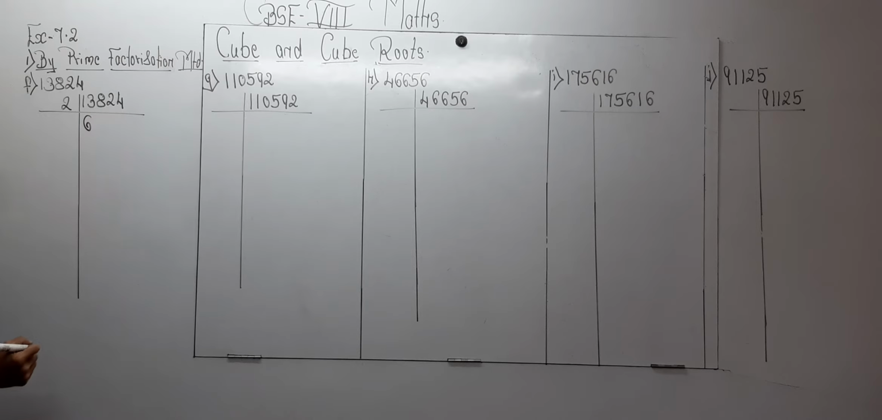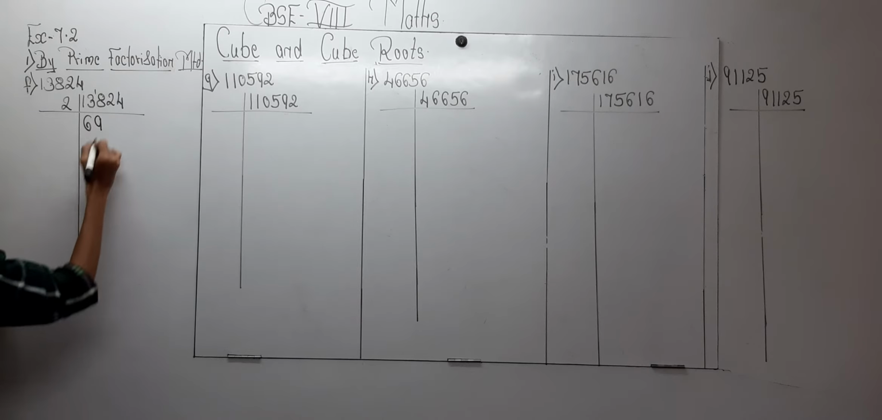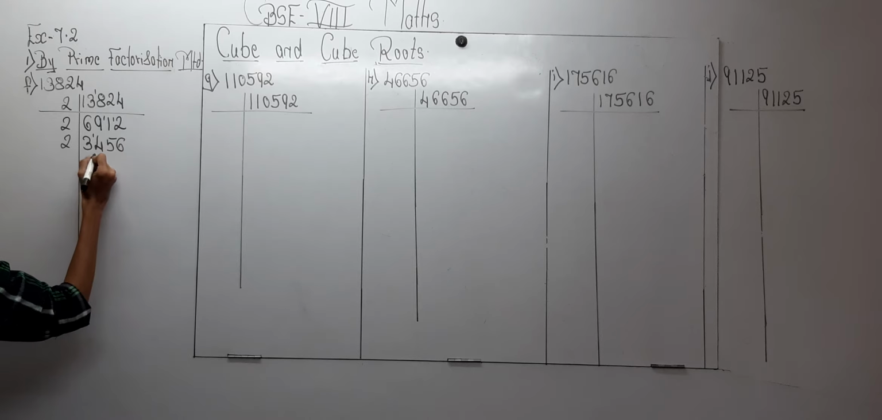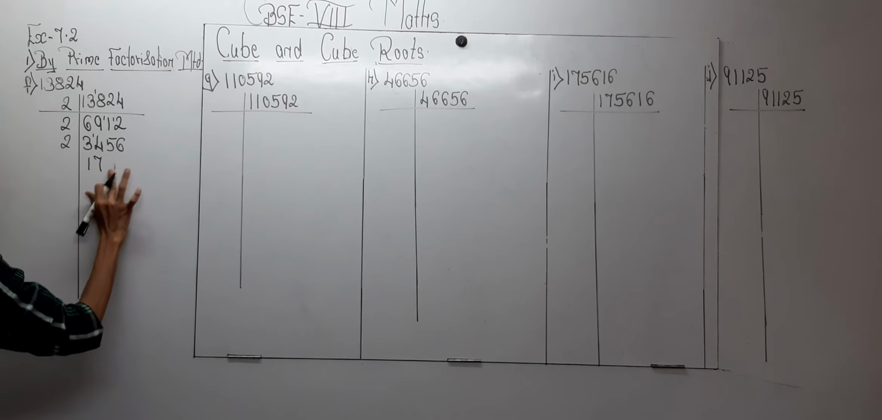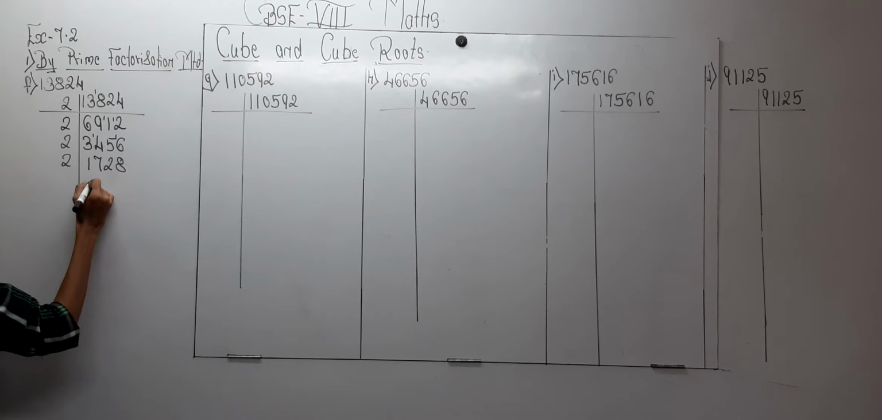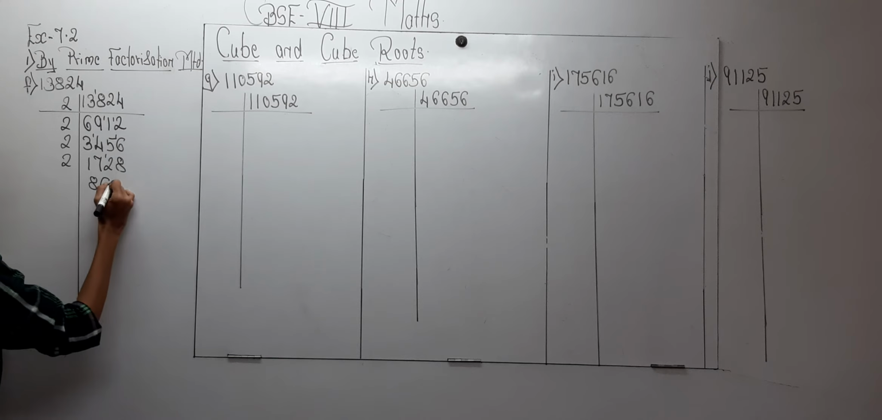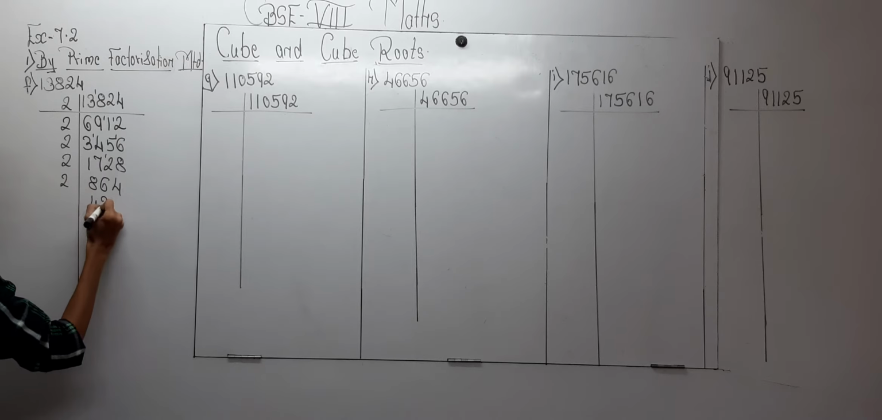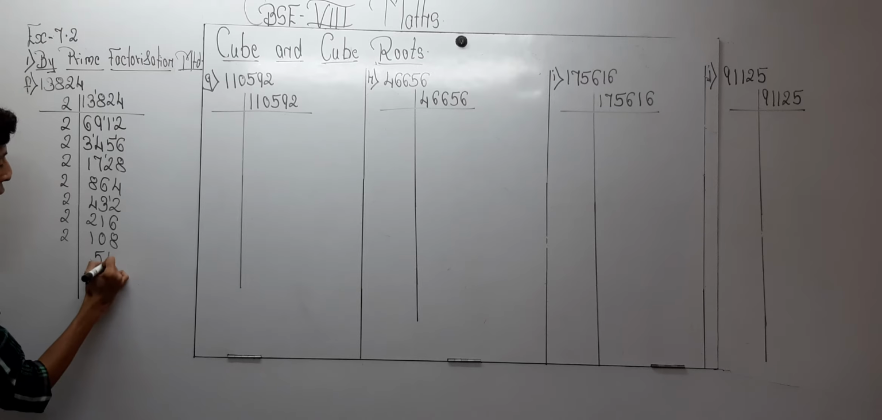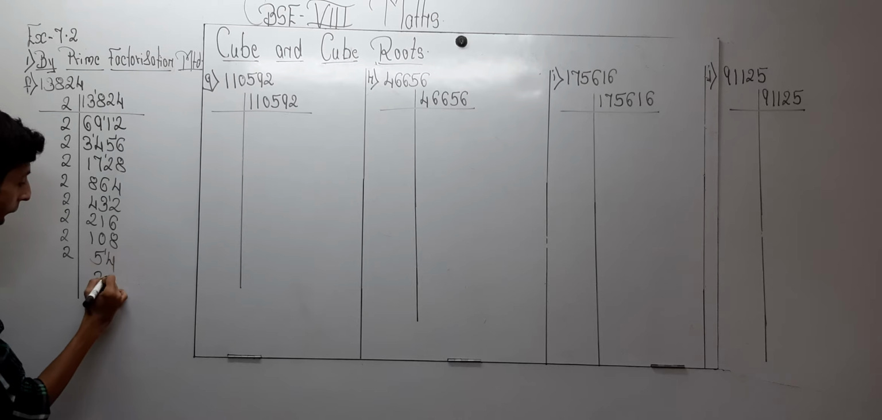2 6s are 12, 1 is remaining, 2 9s are 18, 2 1s are 2, 2 2s are 4, 2 3s are 6, 2 4s are 8, 2 5s are 10 and 2 6s are 12. 2 1s are 2, 2 7s are 14, 2 2s are 4 and 2 8s are 16. Again 8, 2 8s are 16, 2 6s are 12, 2 4s are 8, and so on, until we reach 27.